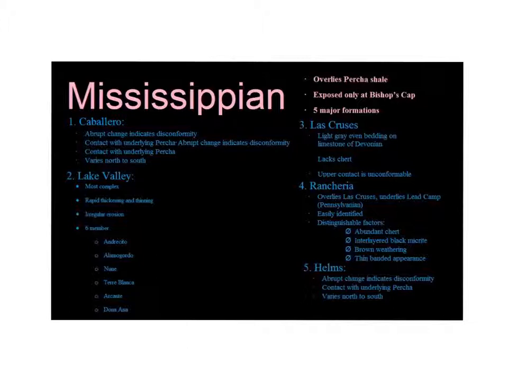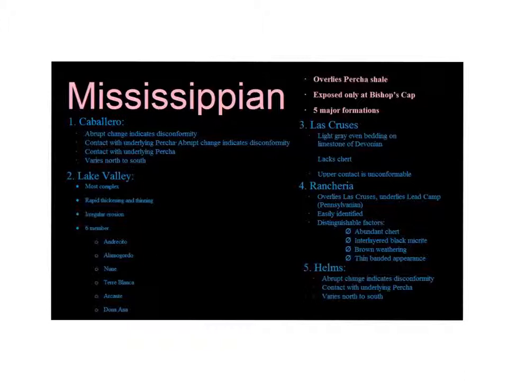The Rancheria, which overlays Las Cruces, underlies the Lead Camp, which you'll see in the Pennsylvanian. This one is also easily identified and is distinguishable by 4 different factors: it has abundant chert, interlayered black micrites, brown weathering, and a thin banded appearance.